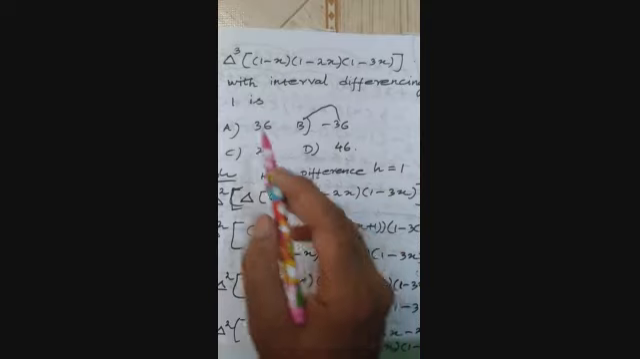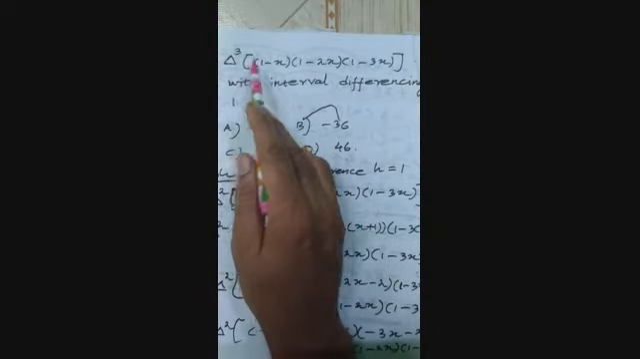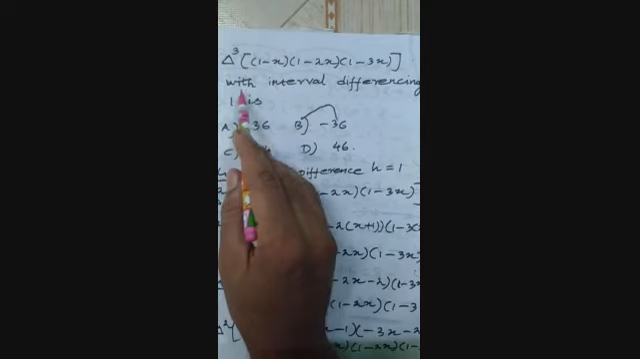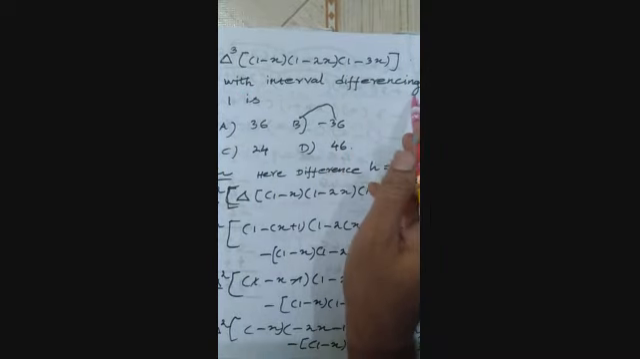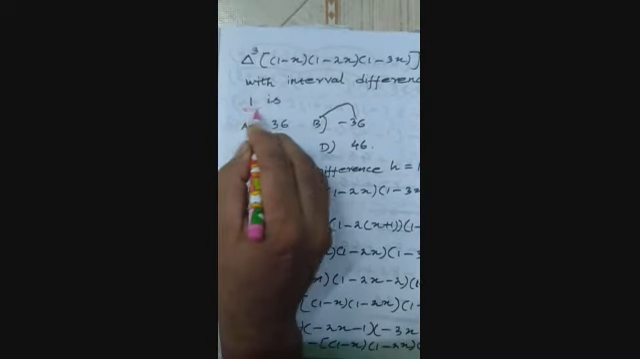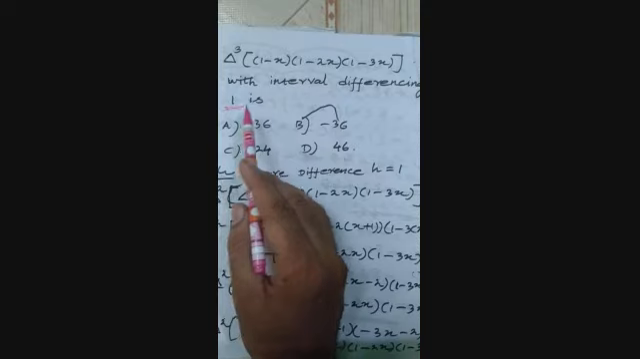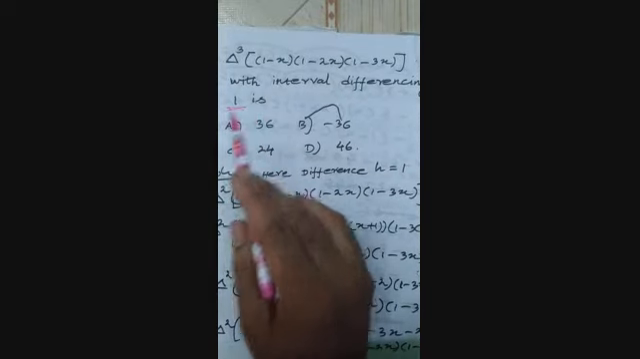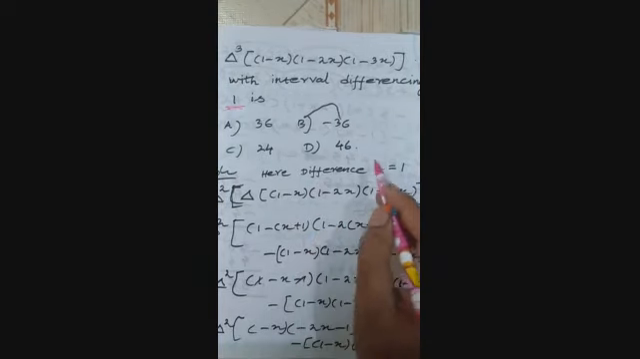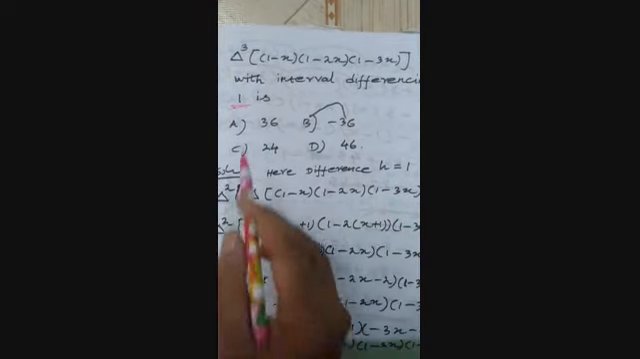Second problem, delta cube of (1 minus x)(1 minus 2x)(1 minus 3x) with interval differencing. Here h is given as 1. The four options are given. So here the difference, that is h equal to 1.